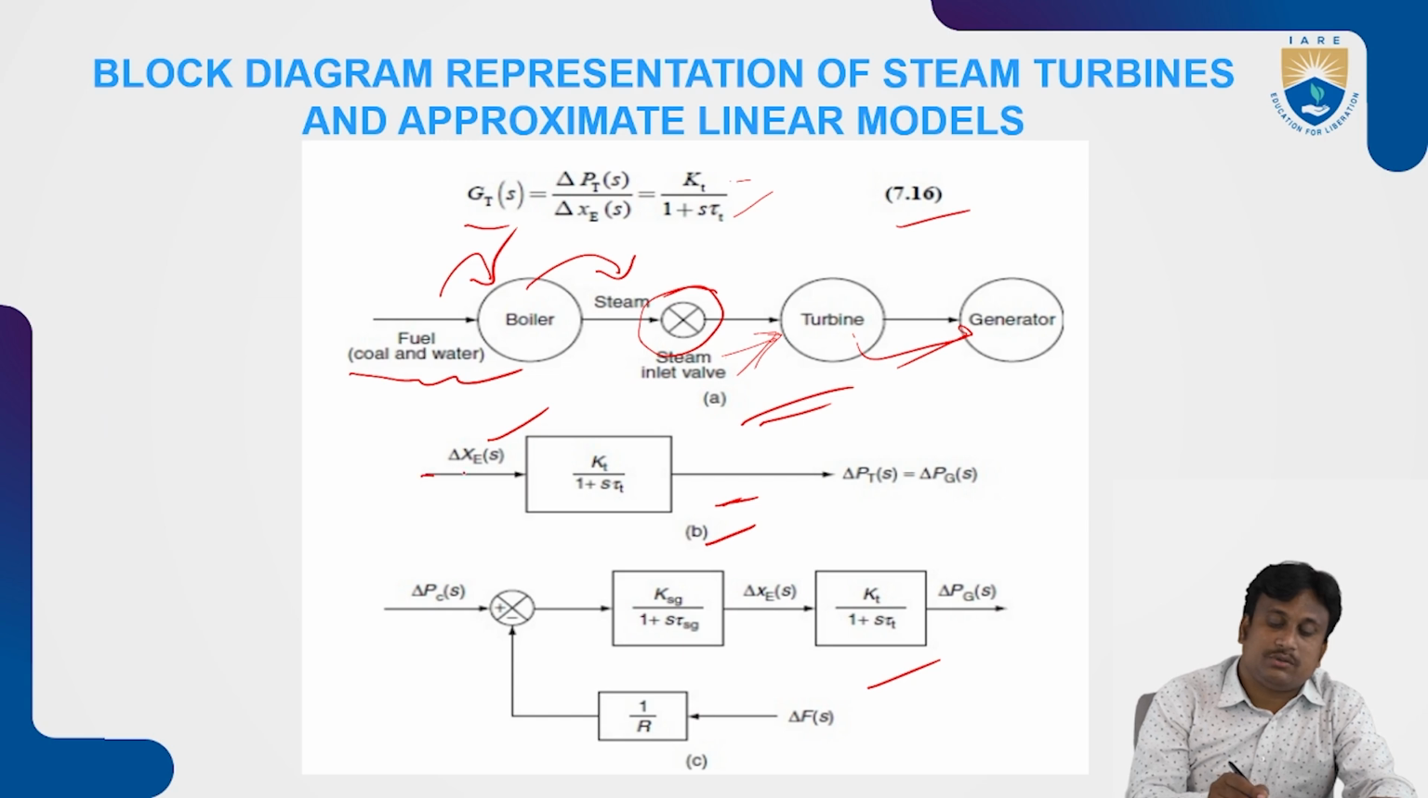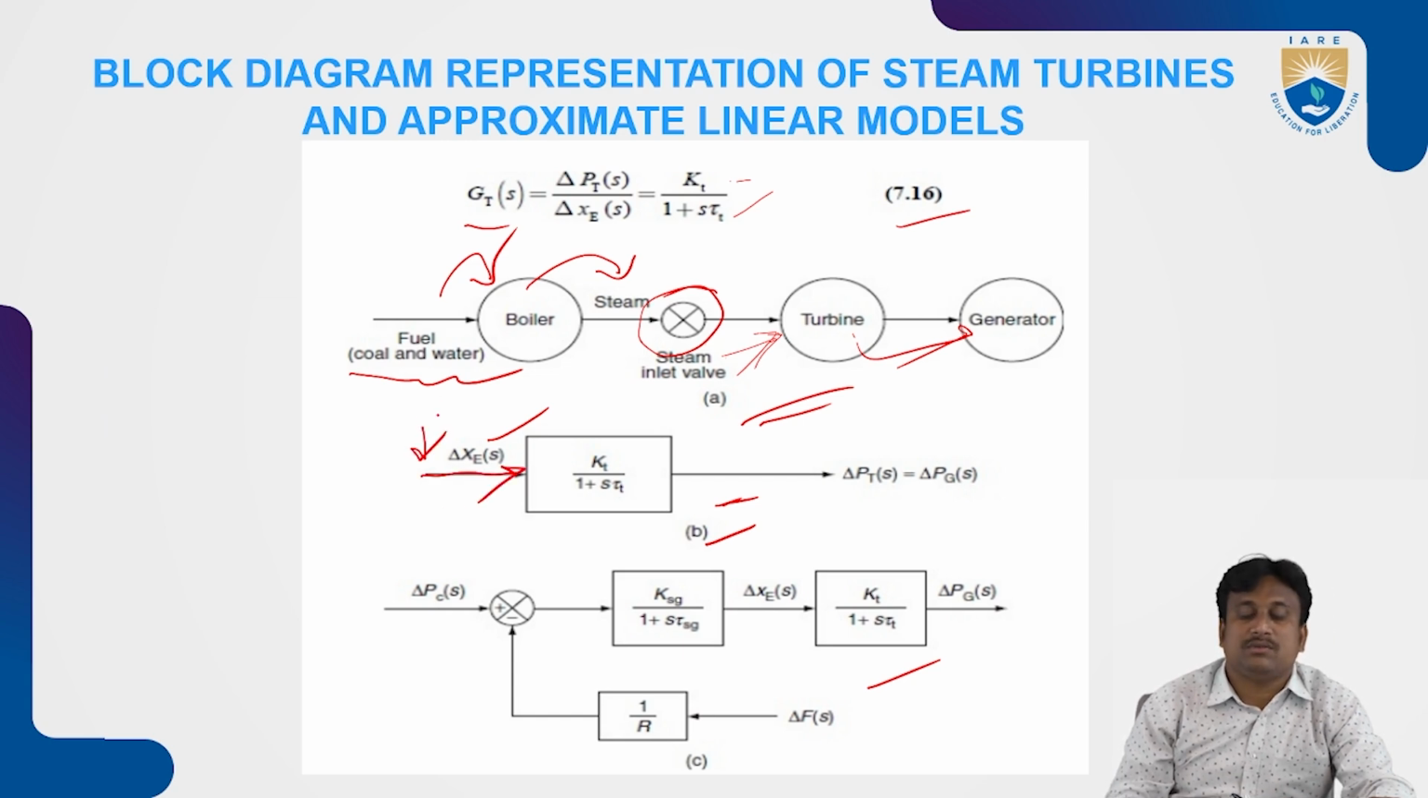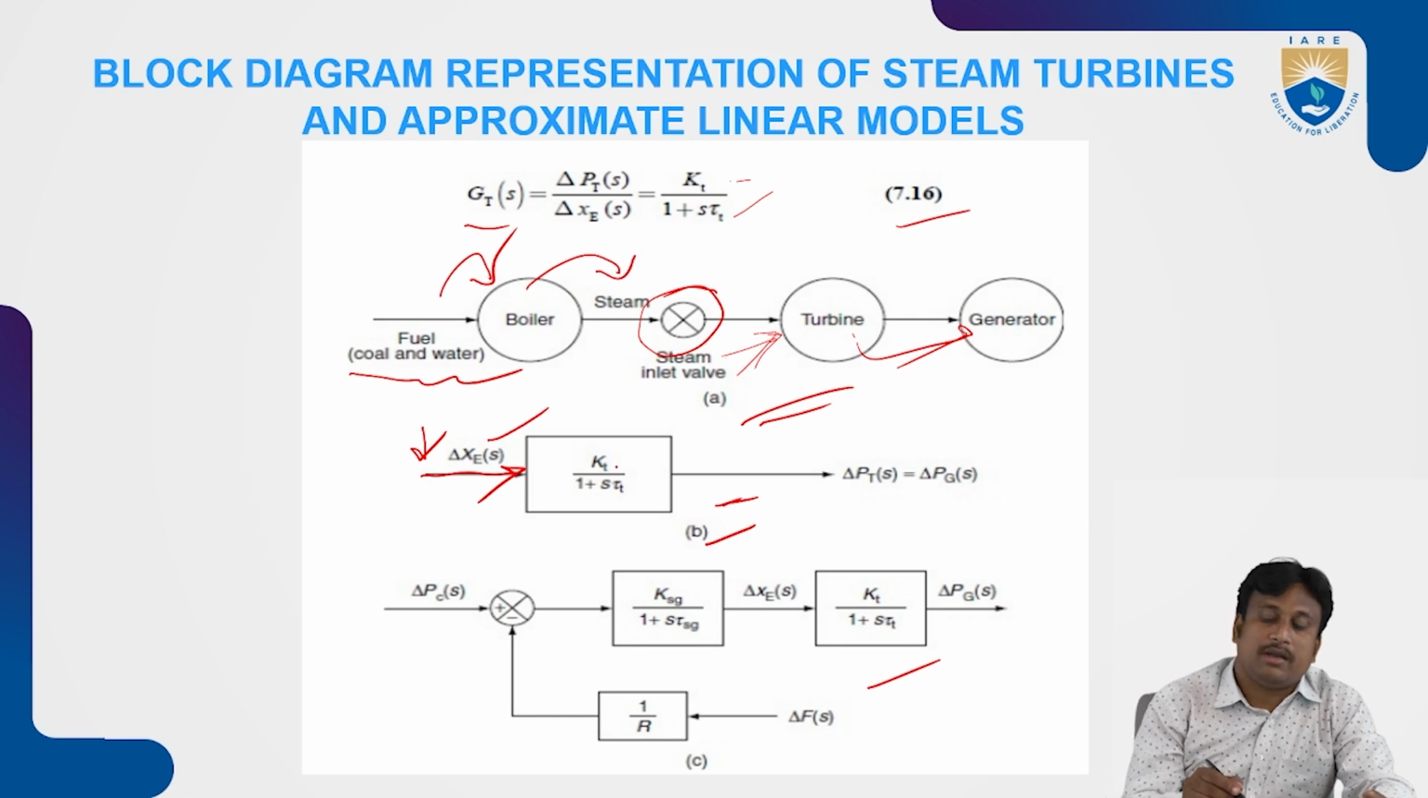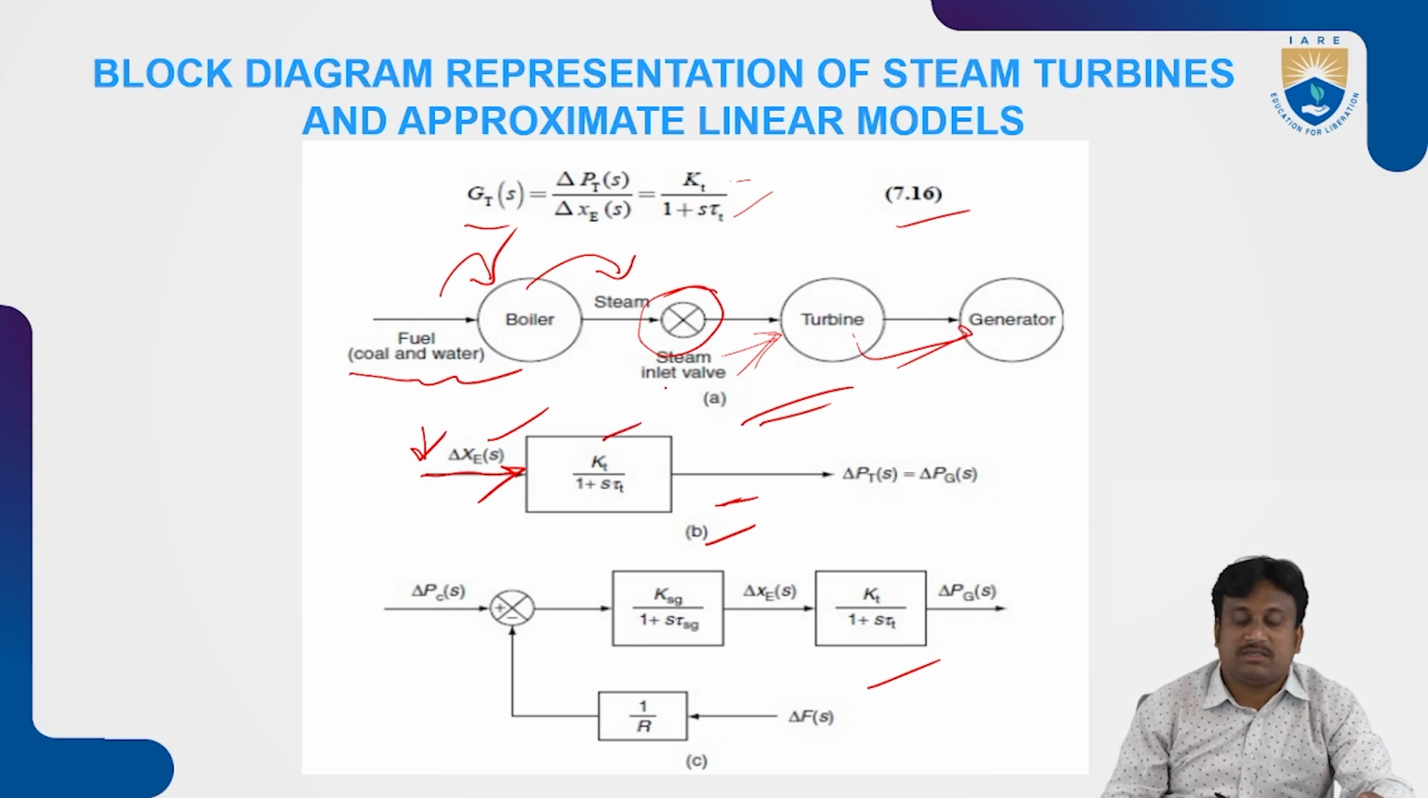So which is going to be the input from the fuel section as coal and water, which is going to generate the steam, and it is represented with the transfer function Kt by 1 plus S tau T, and this is connected to delta Pt of S, which is equal to delta Pg of S.